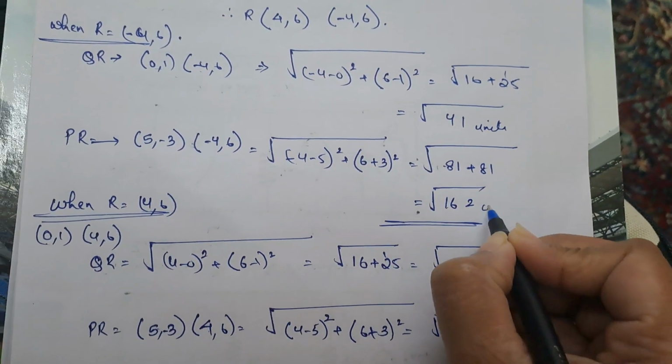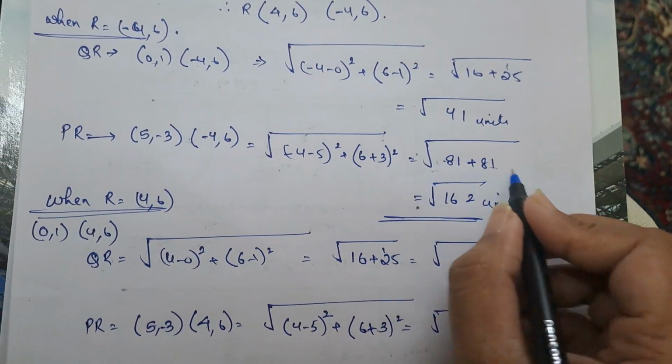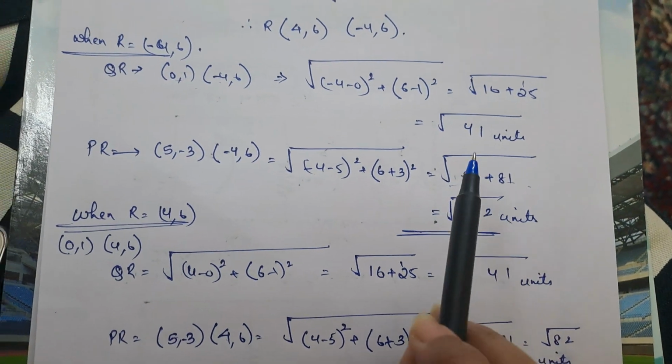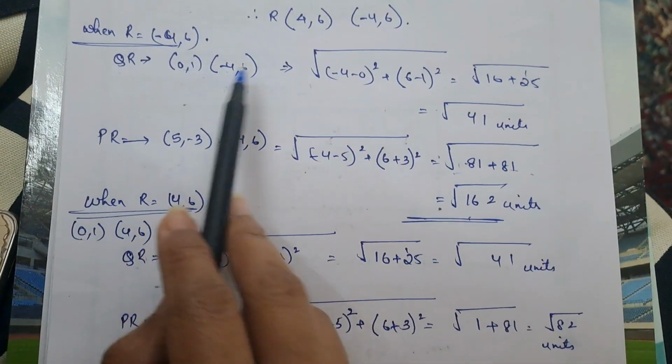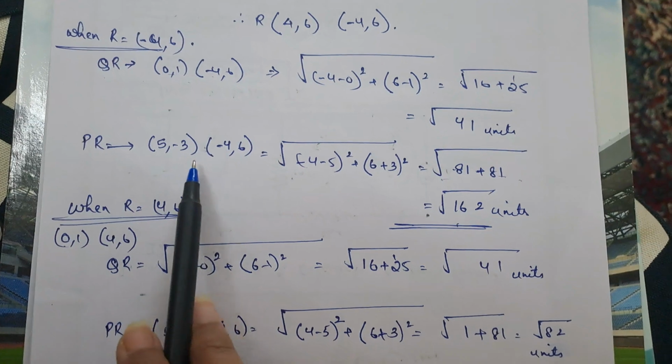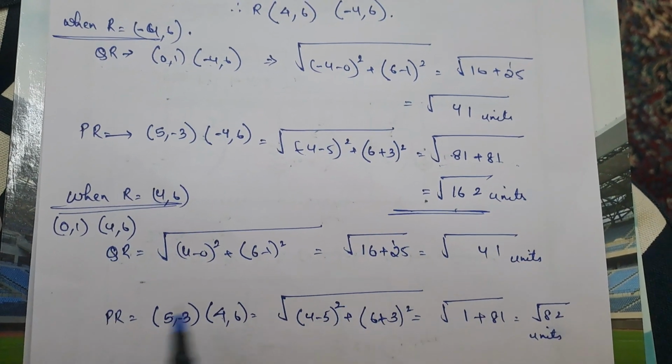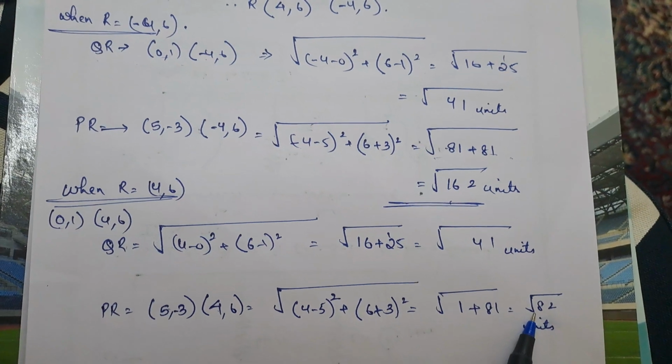(162) units. I missed writing down the simplified version of it. I forgot to add it here, which I've done in here. So if it is QR with negative 4, it is this. PR with the negative R value, it is this. QR with the positive R value, it is this. PR with the positive value is root 82.